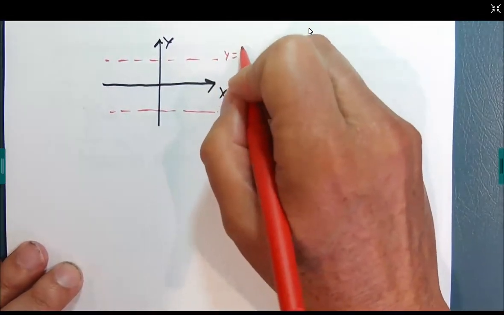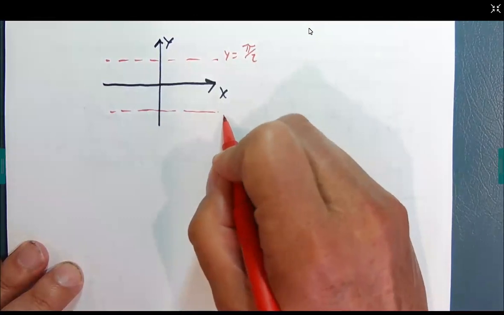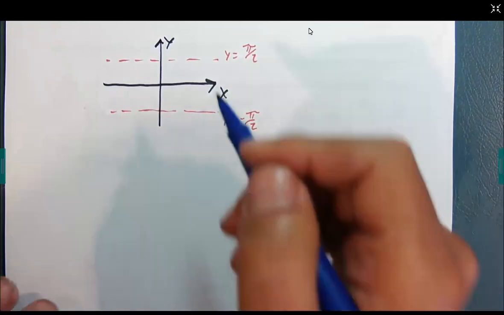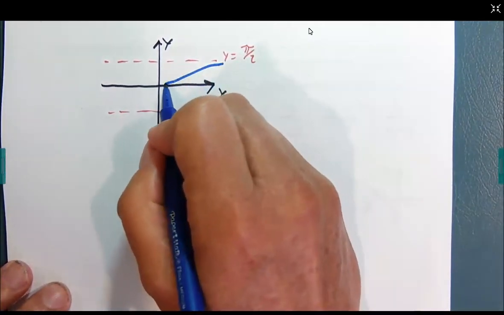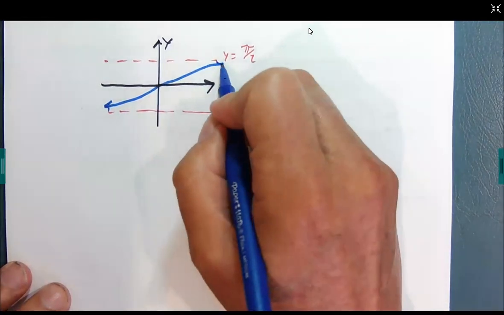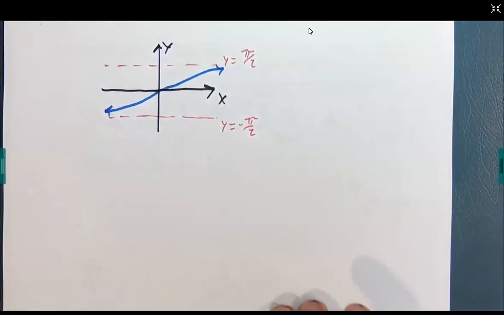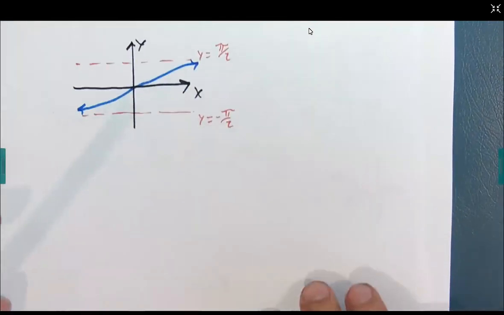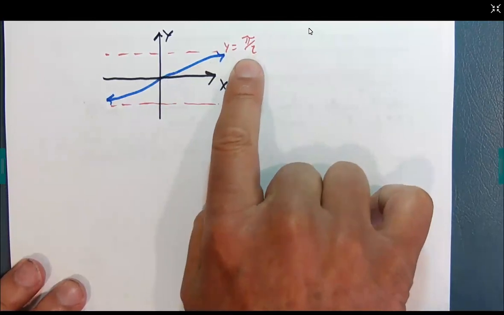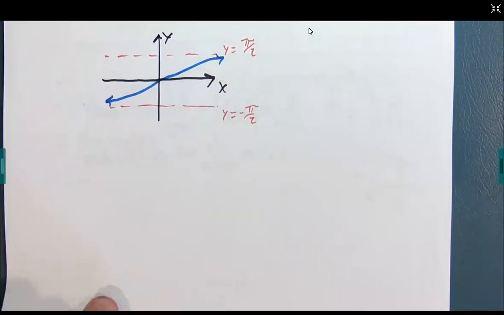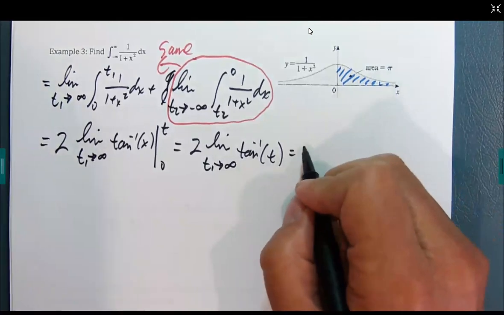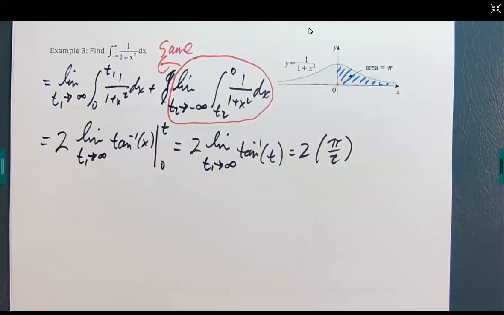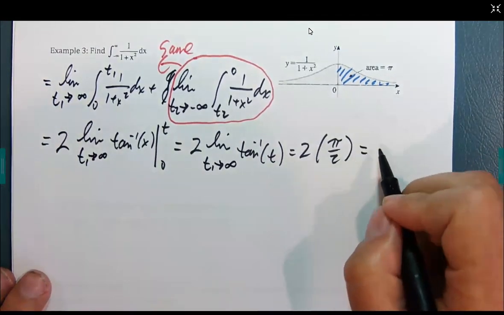This is y equals pi over 2. This is y equals negative pi over 2. And the graph itself does this, it's asymptotic. So as the domain of inverse tangent goes to infinity, please note that y is going to pi over 2. So what does this give us as far as an area goes?